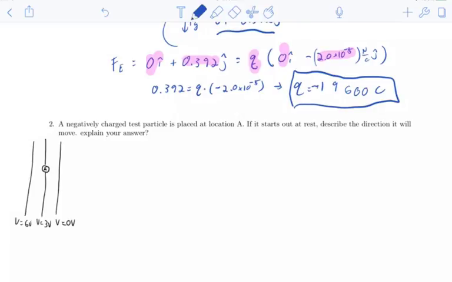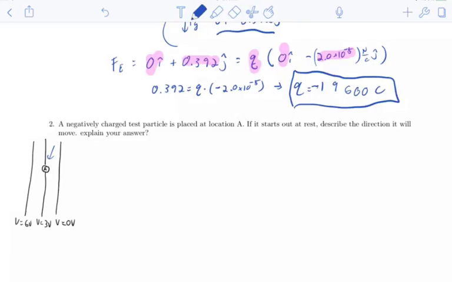A negatively charged test particle is located at location A, right there. All right, so it's negatively charged. It starts out at rest. Describe the direction it will move. Okay. So it's going to feel a force from the electric field, but the complicated bit here is that I haven't drawn the electric field. I've drawn equipotential surfaces.